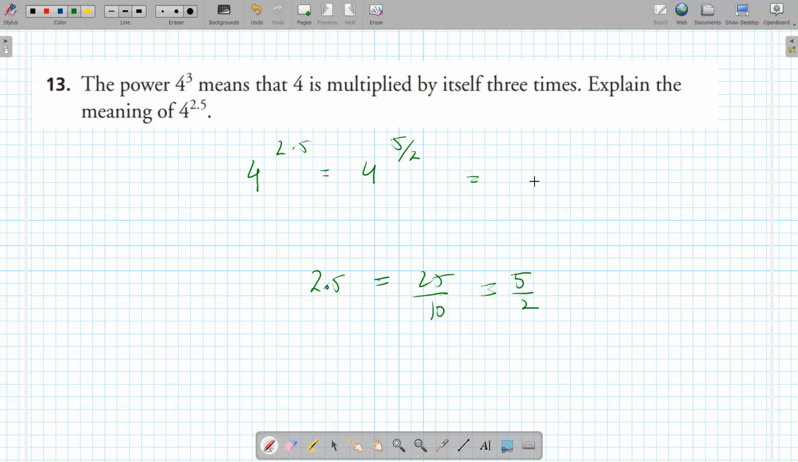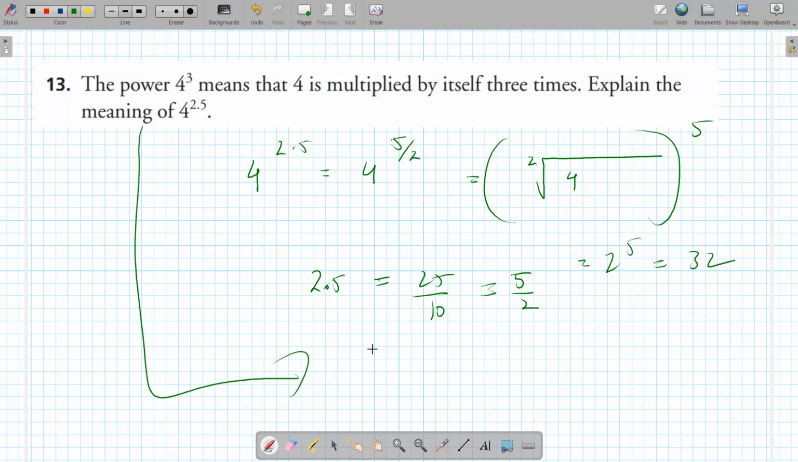So what does that mean? That means you're square rooting 4 and then you're taking it to the power of 5. And that's the answer to this question. 4 to the power of 2.5 means you square root 4 and then you multiply itself 5 times, okay? So the answer will be 2 power 5, it'll be 32.